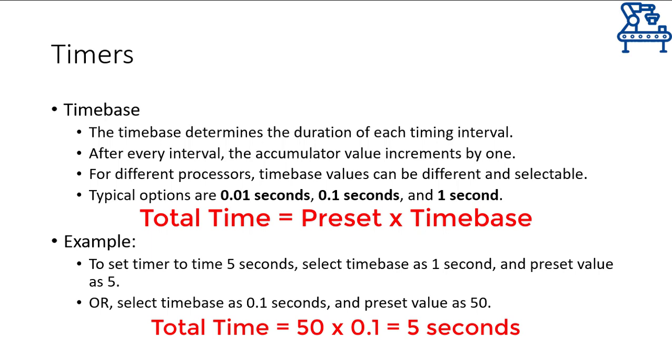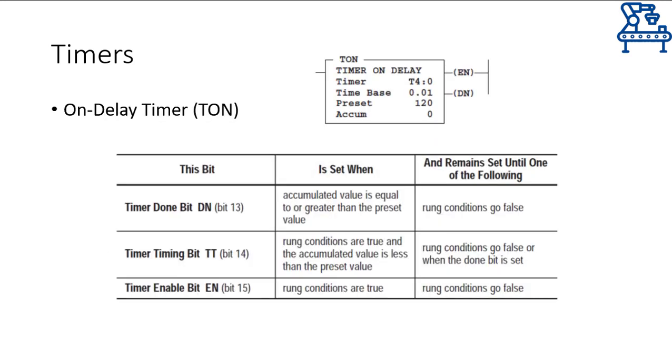Now the accumulator value will increment by 1 after every 0.1 second, and hence after 50 increments, it will reach the preset value, or in other words, after 5 seconds the timer will signal the end of the timing process and raise the timer done bit.